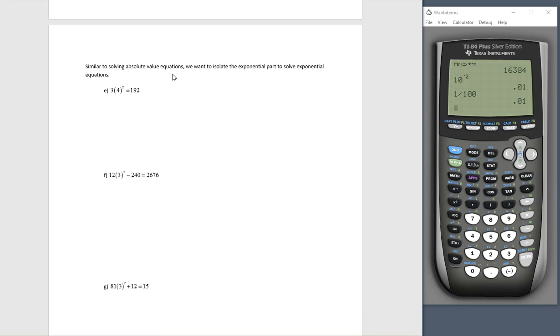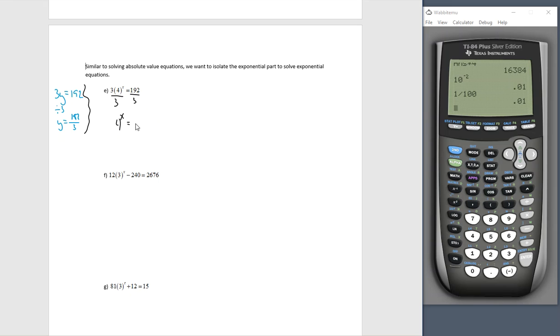Similar to solving absolute value equations, we want to isolate the exponential part to solve. Suppose I had the equation 3y equals 192. You all know that the first step would be to divide by 3 and get y equals 192 over 3, whatever that answer is. It's the same idea when we're solving for exponentials. So the first thing we want to do is divide by 3. We'll get 4 to the x equals 192 divided by 3.